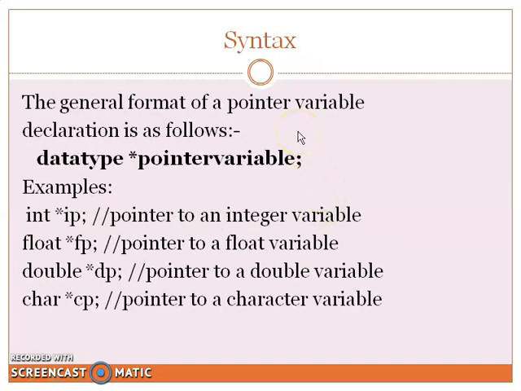So what is the syntax used to declare a pointer variable? We should mention the data type, that is nothing but the data type followed by the pointer variable name. When you see the reference operator mentioned here, that would distinguish your pointer variable from another variable. The declaration should end with a semicolon. So these are some examples for pointer variables.